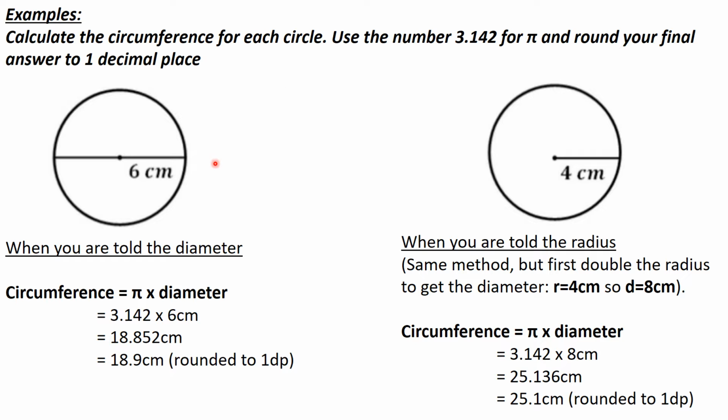And then we've got 2 examples. We've got an example when we're told the diameter. So we just do pi times the diameter. Remember, if you don't have a pi button on your calculator, use 3.142. And then we've got an example here if we're told the radius. So if we're told the radius, it's the same method, but we first have to double that radius to get the diameter. So if the radius is 4, the diameter must be 8. And then we can do pi times the diameter.